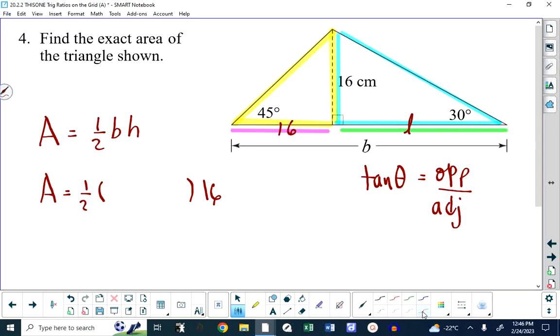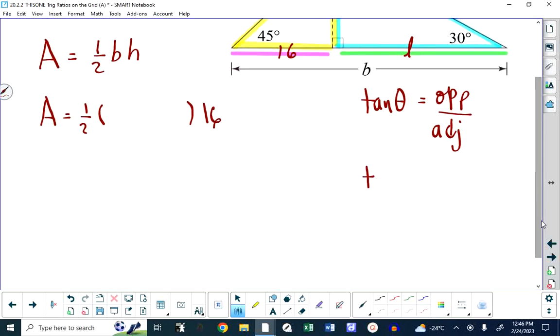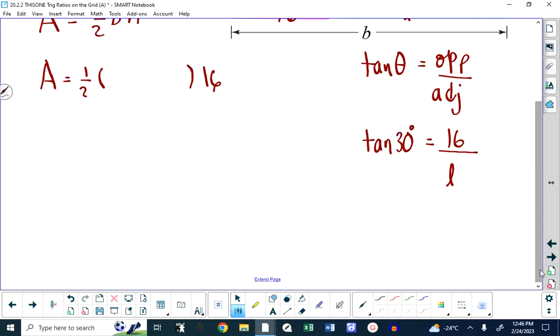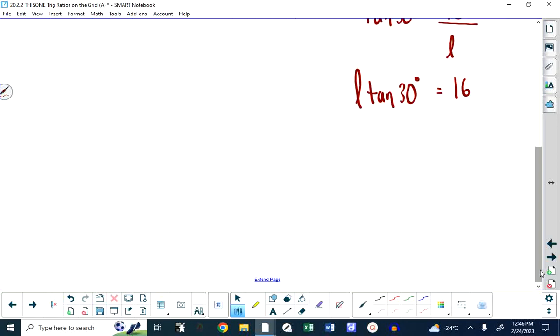Tangent of an angle in a triangle is opposite over adjacent, so I can put in the 30 degrees. The opposite side is 16, and we want to find the adjacent side, which is L. So I'm going to cross multiply here first and write L times tangent of 30 is equal to 16, which means that L is equal to 16 divided by tangent of 30 degrees. And we need to know what tangent of 30 degrees is.